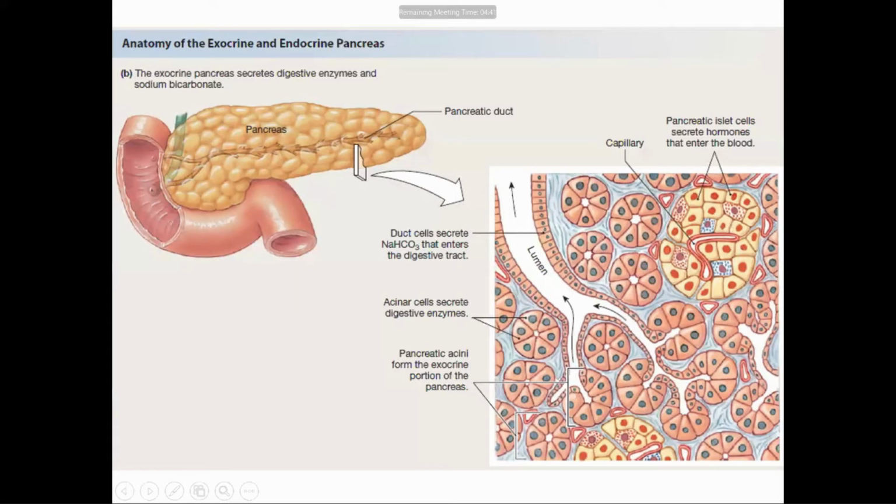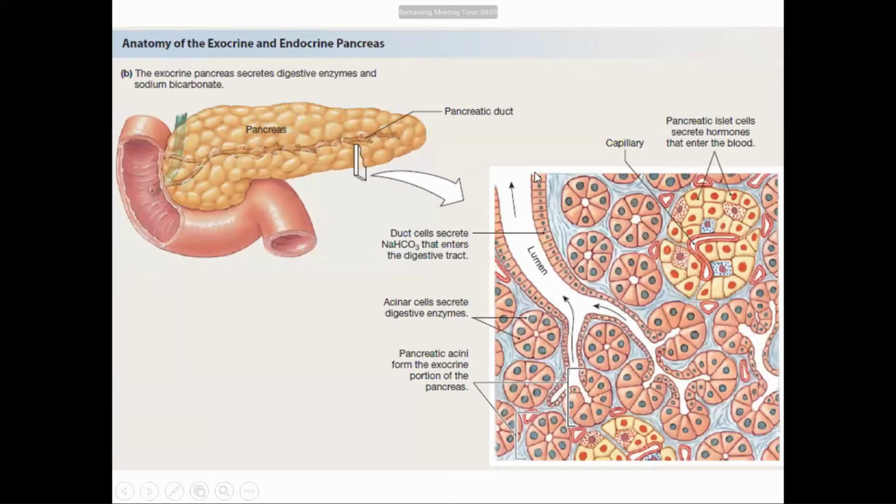So the pancreatic endocrine part secretes insulin, glucagon, and somatostatin. Whereas the exocrine part secretes the enzymes. The exocrine part consists of the acini and ductal cells.